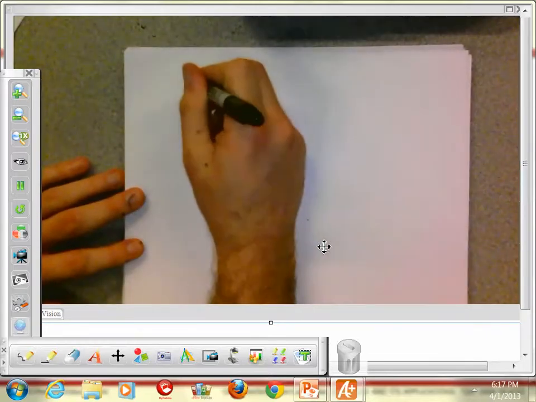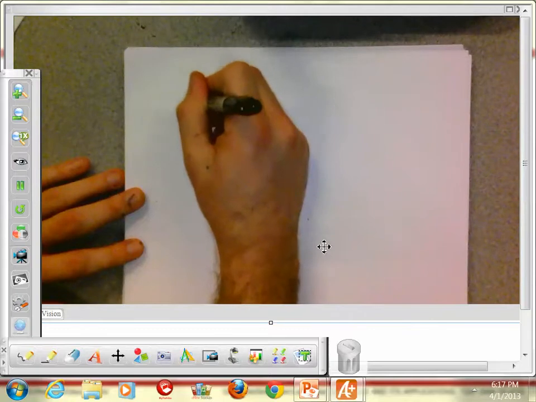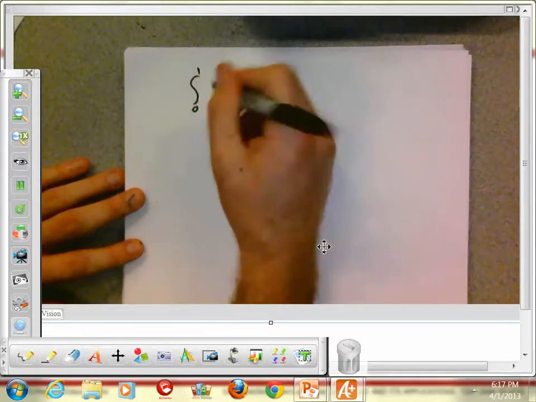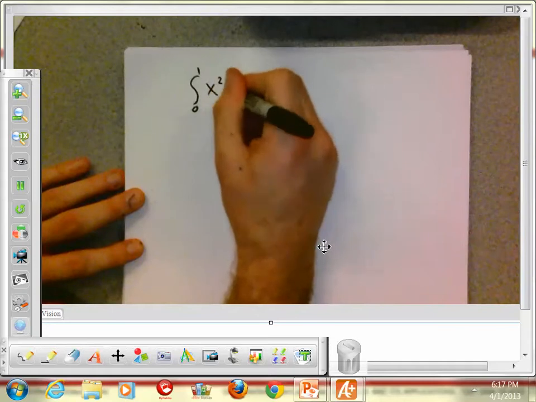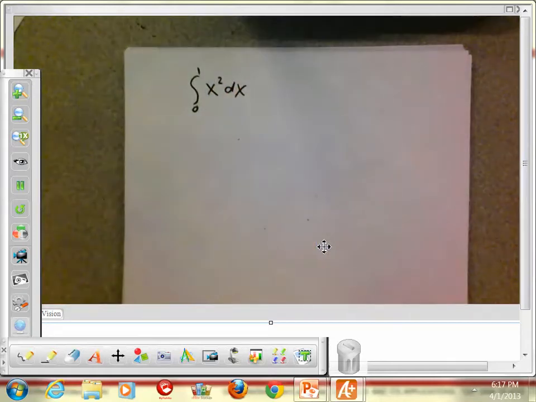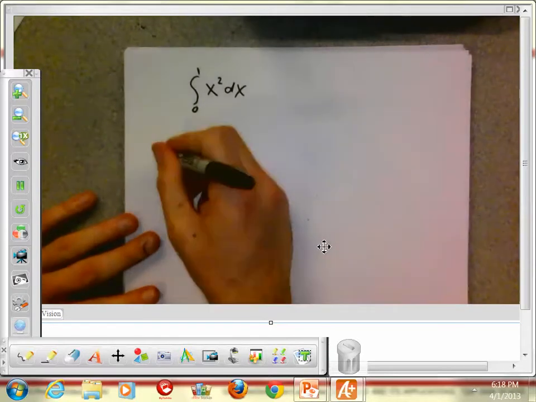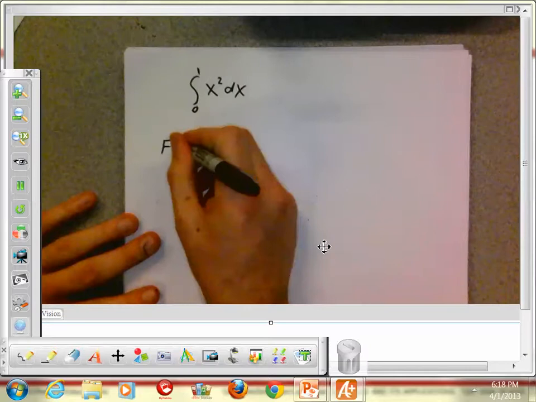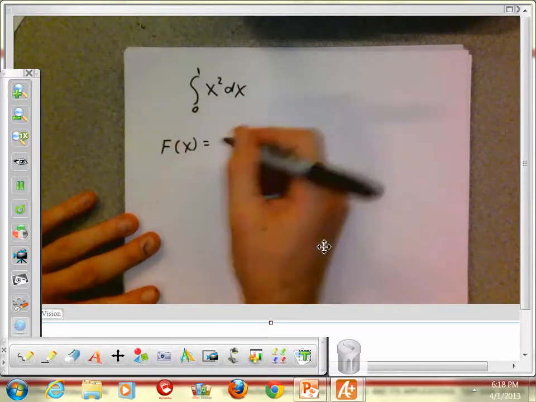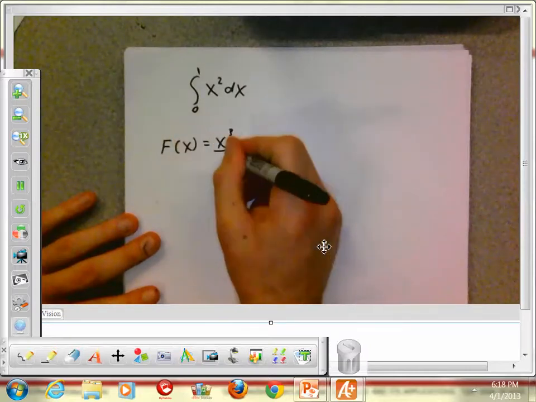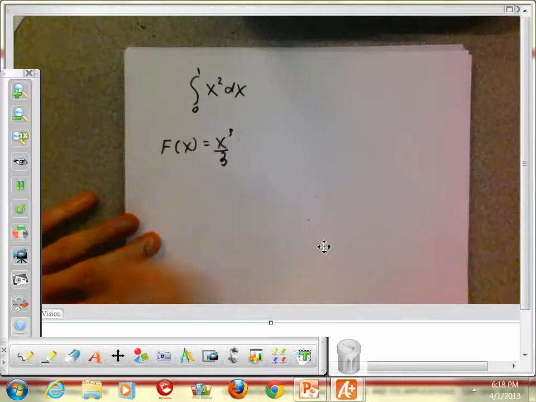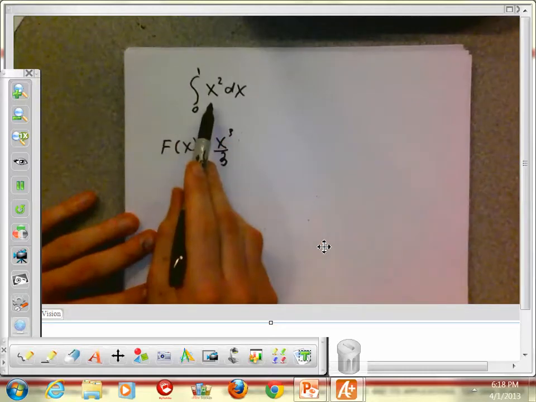So let's look at the definite integral from 0 to 1 of x squared dx. Very, very simple problem. Okay. So what's an antiderivative of this? X cubed over 3. You could use any one you want, but let's pick the simplest one. So an antiderivative can be given by f of x is equal to x cubed divided by 3. That is an antiderivative of x squared. It's not the only one, but it's the simplest one.